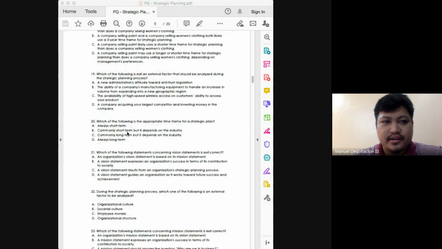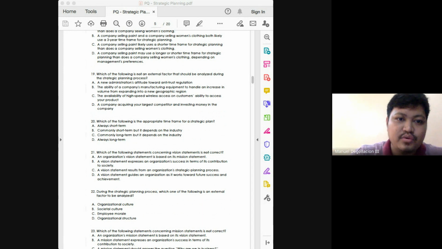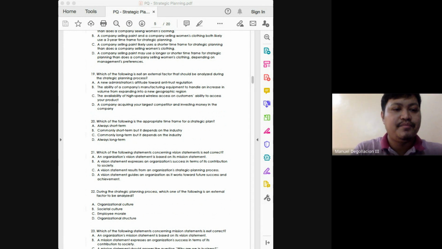Which of the following is not an external factor that should be analyzed during the strategic planning process? Letter A, a new administration's attitude toward antitrust regulation. When we are dealing with regulation, that is definitely an external factor. Letter B, the ability of the company's manufacturing equipment to handle an increase in volume from expanding into a new geographic region. So we're dealing with the physical assets of the company, so this would be considered as an internal factor. Okay, so this should be our answer.